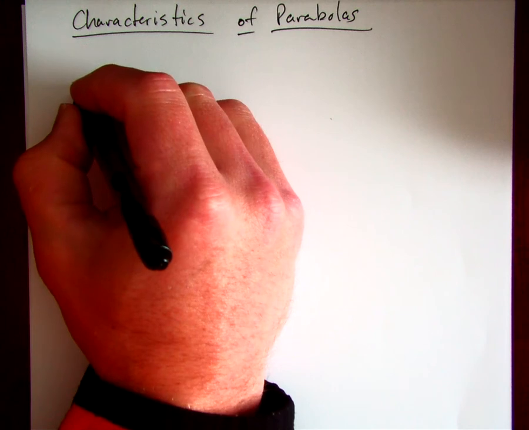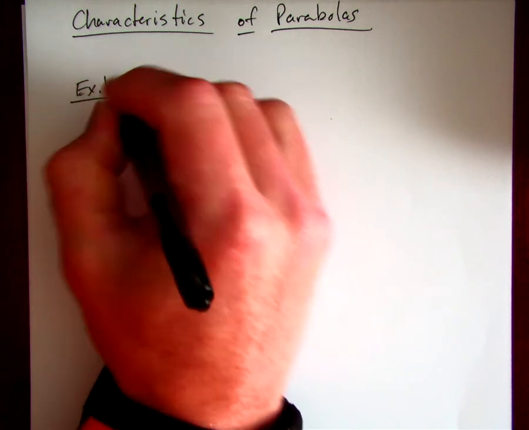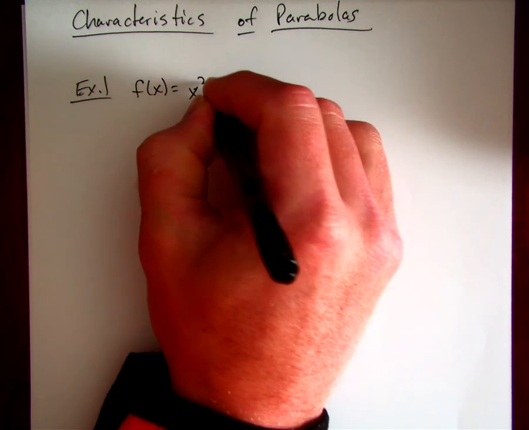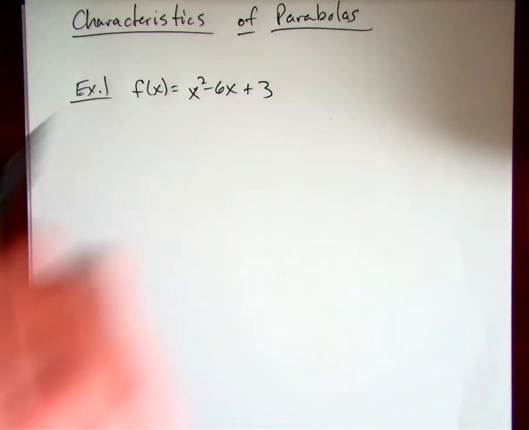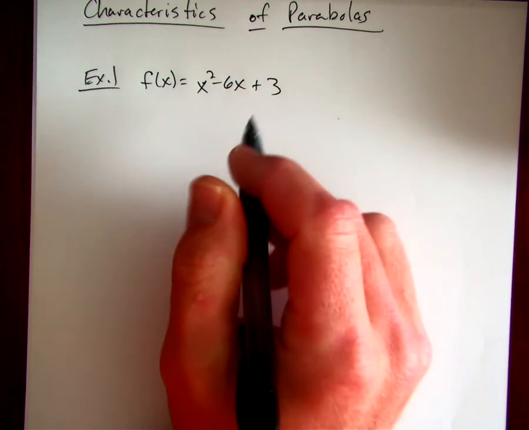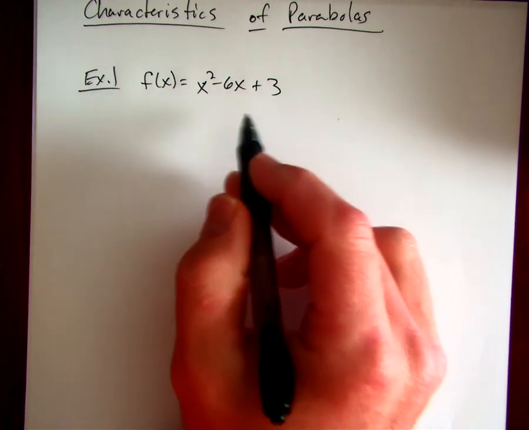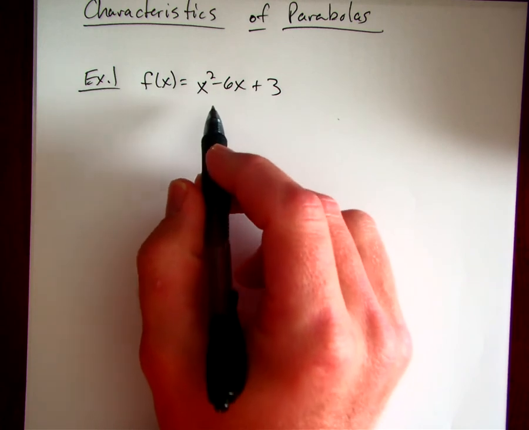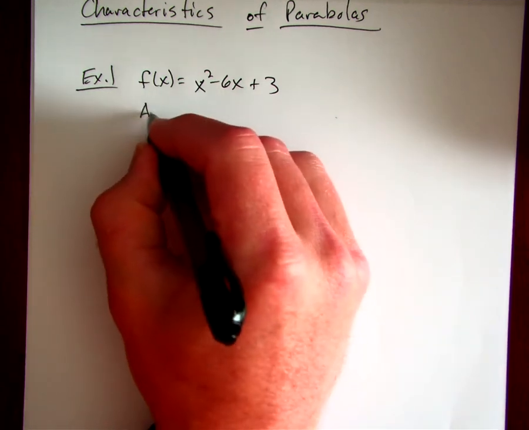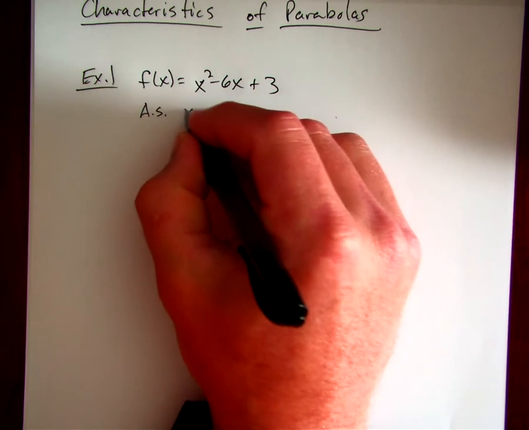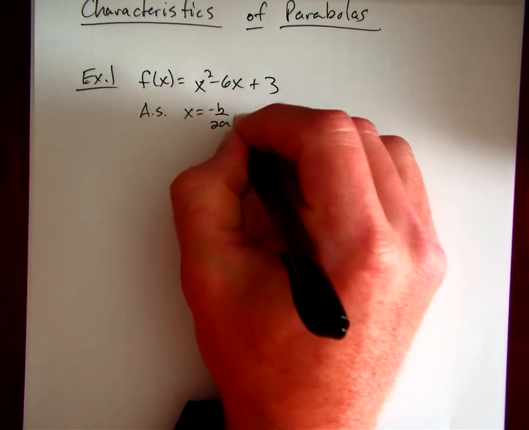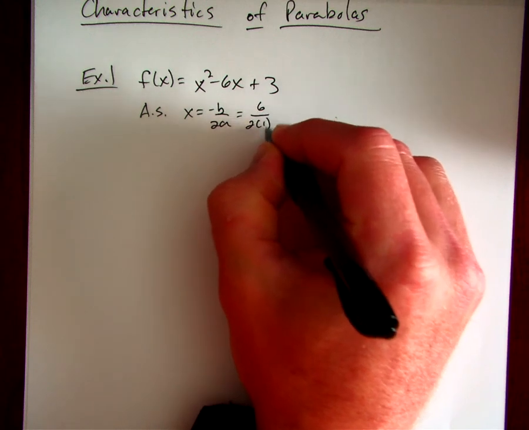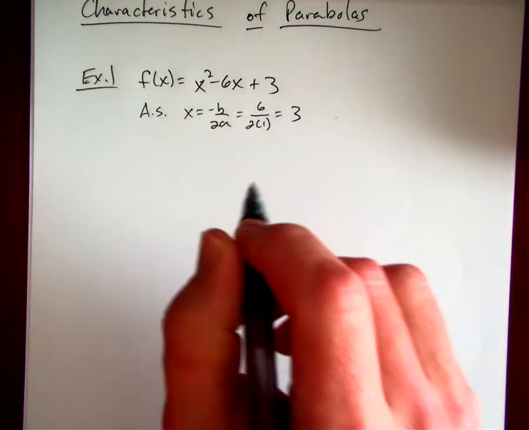First thing we're going to look at is this function. Number 1, f of x equals x squared minus 6x plus 3. Now, let's pretend like we're going to graph this, and then we'll answer all the questions that we need to answer moving forward. Looking at this one, we need to find the axis of symmetry first. Remember that is negative b over 2a. So what would that be? That would be a positive 6 over 2 times 1, which is 3. So, there's our axis of symmetry.